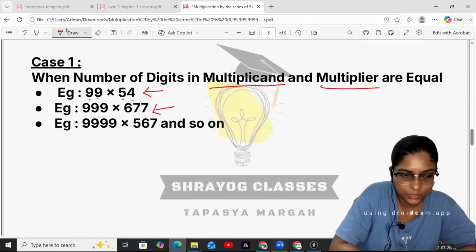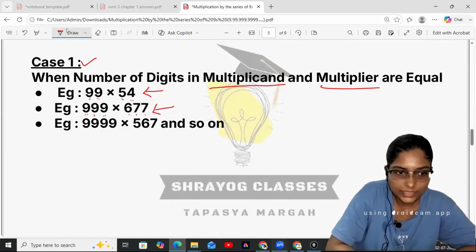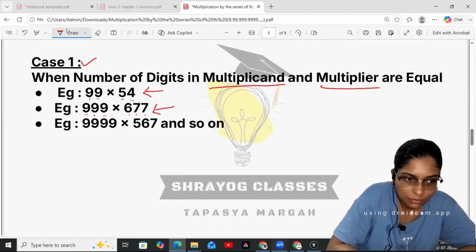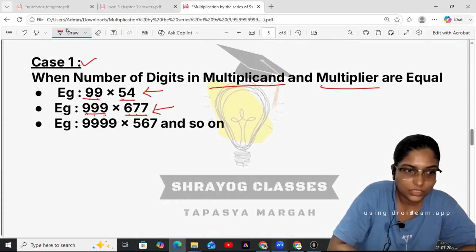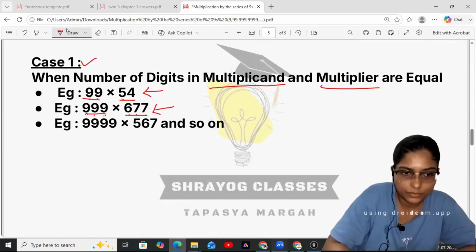Similarly, in example 2, how many digits are there in the multiplicand? 1, 2, and 3. How many digits are there in the multiplier? 1, 2, and 3. So, in case 1, the only condition we have to understand is that the number of digits in the multiplicand and the multiplier are the same, then we use the following trick. I'll explain how to calculate such big numbers within seconds.